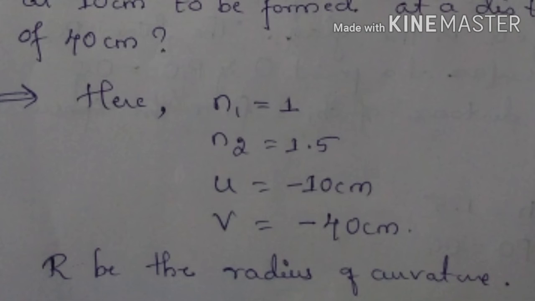From the question, n1 is equal to 1, n2 is equal to 1.5, U is equal to minus 10 centimeter. Why is it minus 10 centimeter? Because we are measuring it in the opposite direction. V is again minus 40 centimeter. So now we have to calculate the R value.